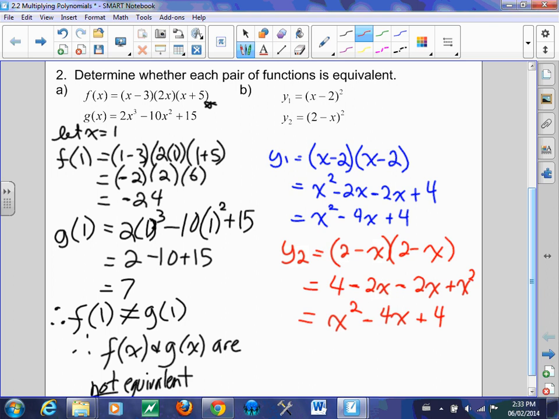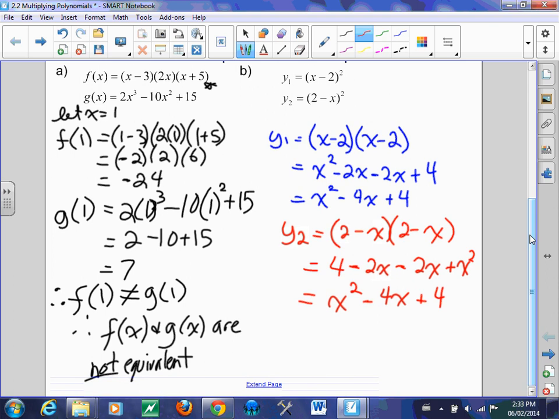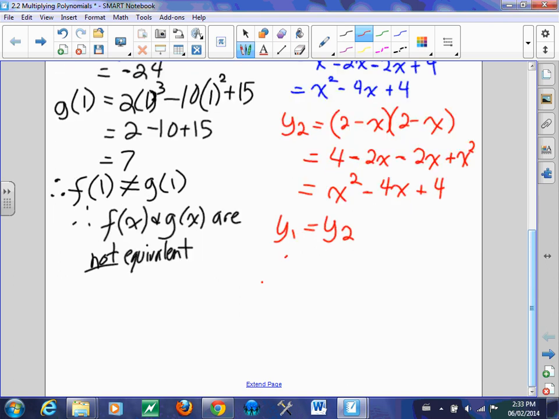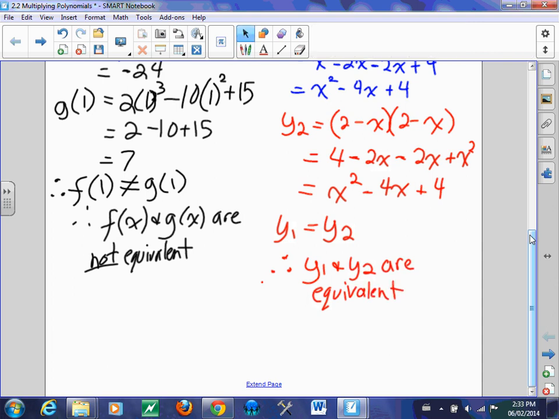Okay, so looking at this, ladies and gentlemen, are they equal in terms of equivalency? You say y1 equals y2. Therefore, y1 and y2 are equivalent. Good. All right, hopefully that's good. And again, you can choose each method. I just chose one of each.